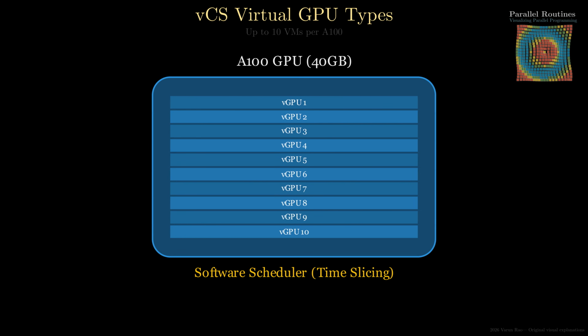Virtual Compute Server uses temporal partitioning to share GPU resources across multiple virtual machines through time slicing. Each VM is assigned a vGPU profile with a defined memory allocation. The GPU scheduler distributes processing time among active VMs, allowing idle capacity to be reused by other workloads. This approach supports environments with variable resource demand.